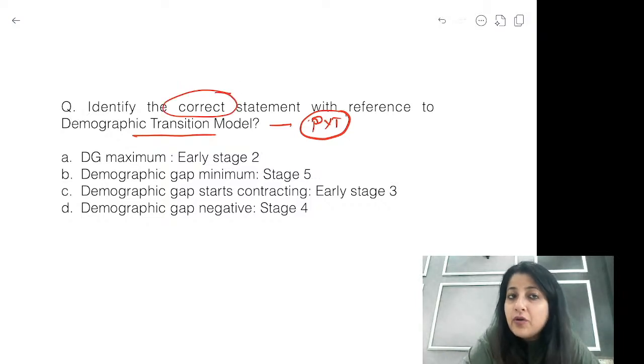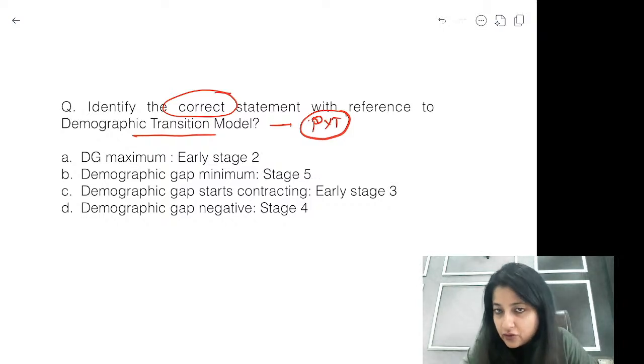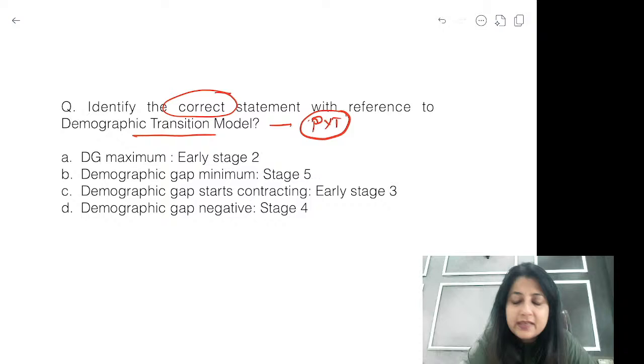Tell me: demographic gap is maximum in early stage 2. Demographic gap is minimum in stage 5. Demographic gap starts contracting in early stage 3. Demographic gap is negative in stage 4. So what is it, guys?